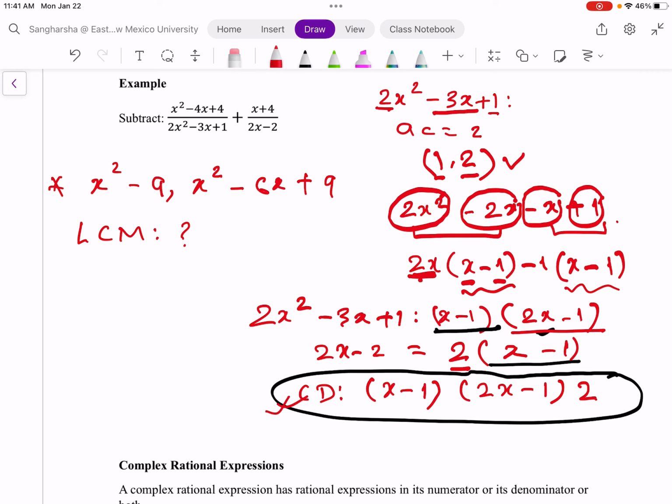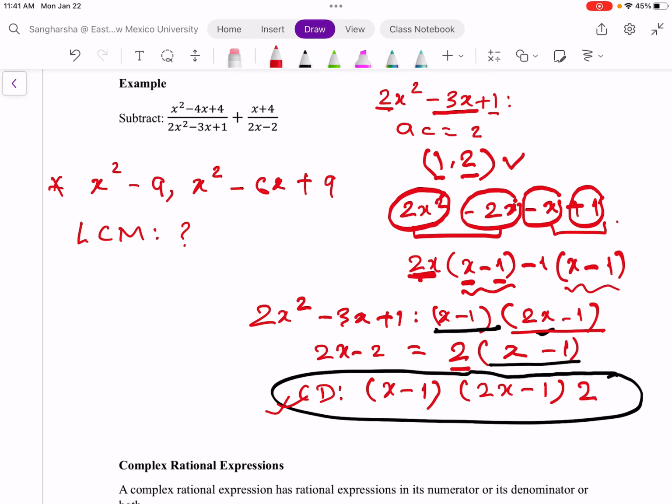At first you express each expression in factor form. That is your first step. So you have x squared minus 9, so you factorize x squared minus 9. Then you have x squared minus 6x plus 9, and you factorize that. And once you factorize, you collect the common factor and the remaining factors. If you multiply all those, you get the least common multiple.